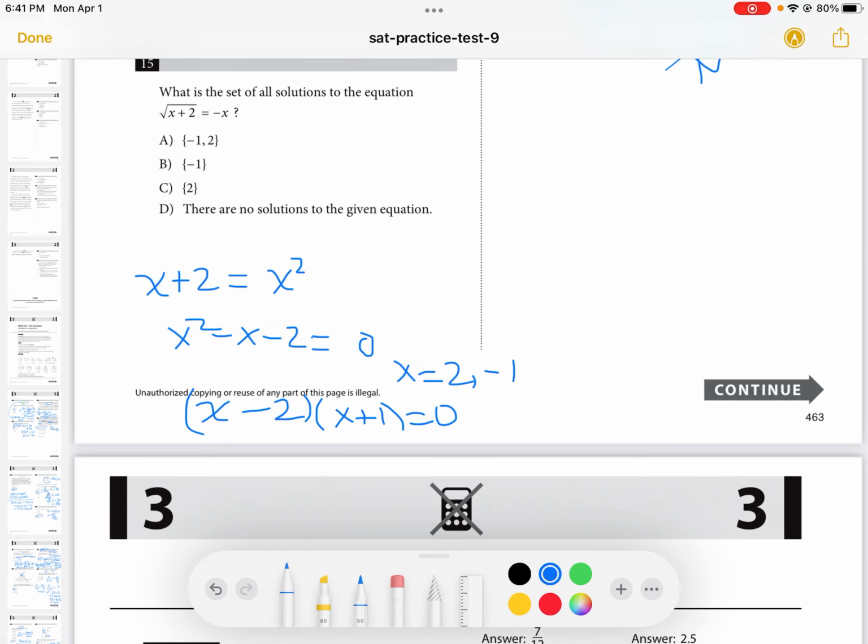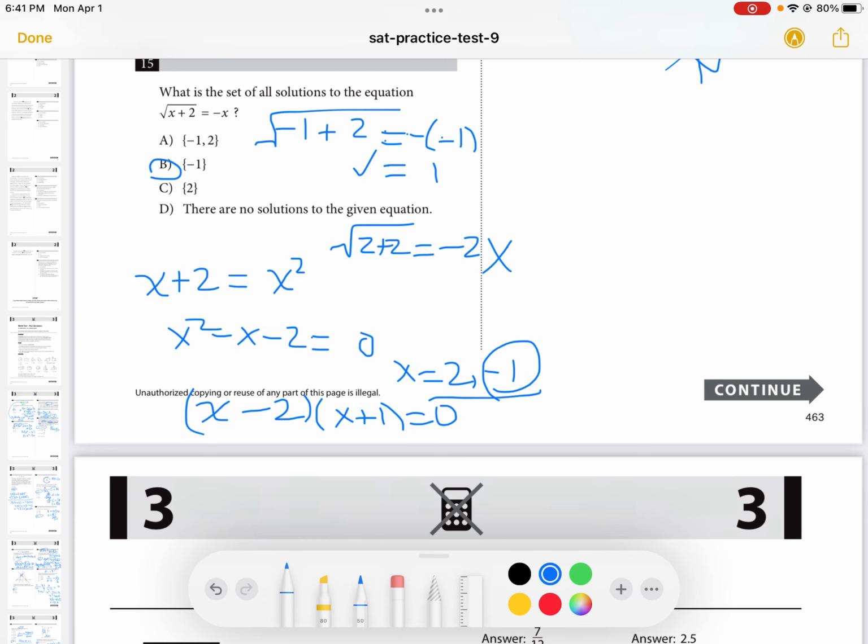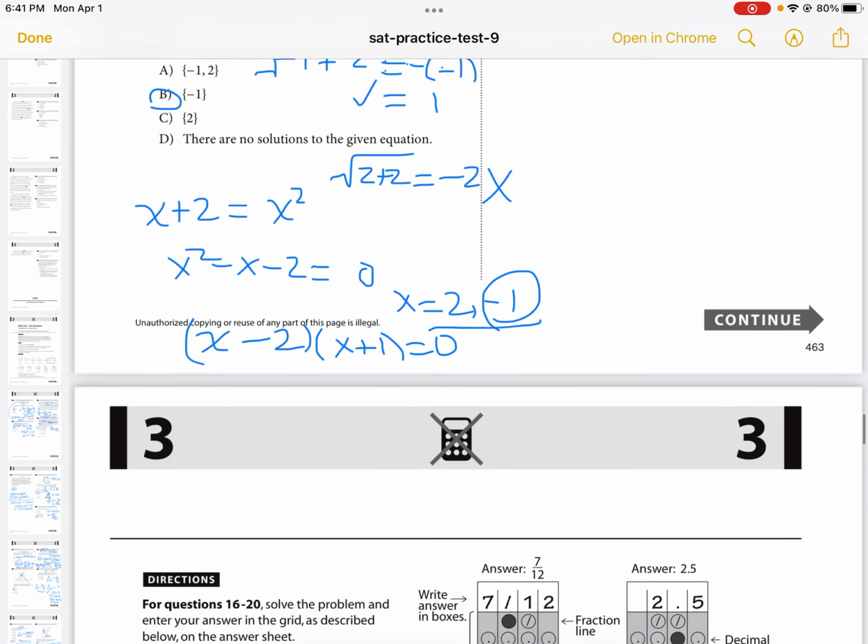So now we need to check both these solutions and see if they work. So let's check negative 1 first. Square root of negative 1 plus 2. This will be the negative of negative 1. So that's equal to 1. That checks out. Now if we plug in 2, square root of 2 plus 2 is not negative 2. That's not the answer. So only negative 1 works. So B. Let's move on.